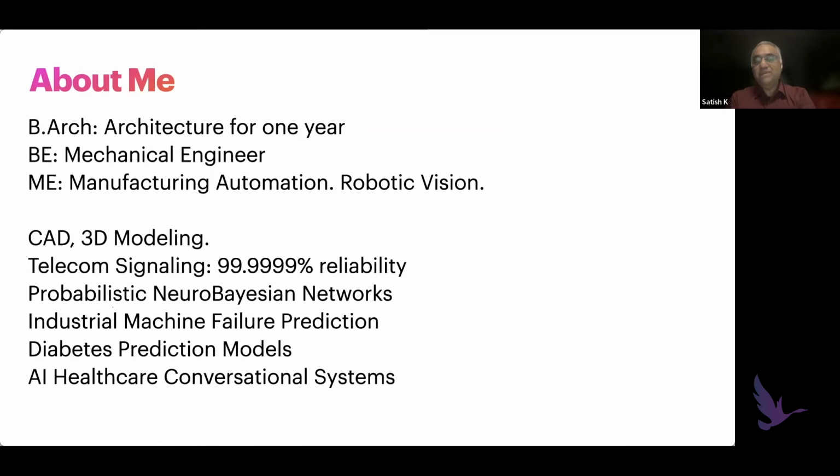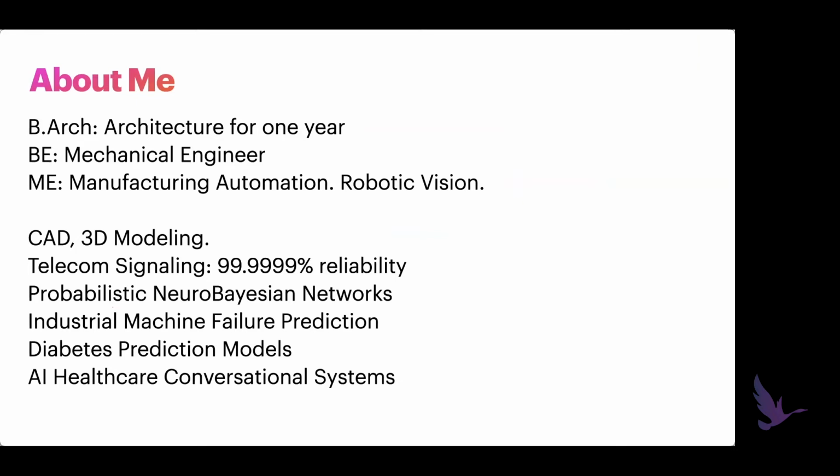The architecture gave me a way to look at design, a way to look at elegant solutions to certain problems. How do I balance certain things? The mechanical engineering and automation with robotic vision gave me that insight into rigorous work, the rigor behind it, the predictability of certain things that you do. And then you see my career.